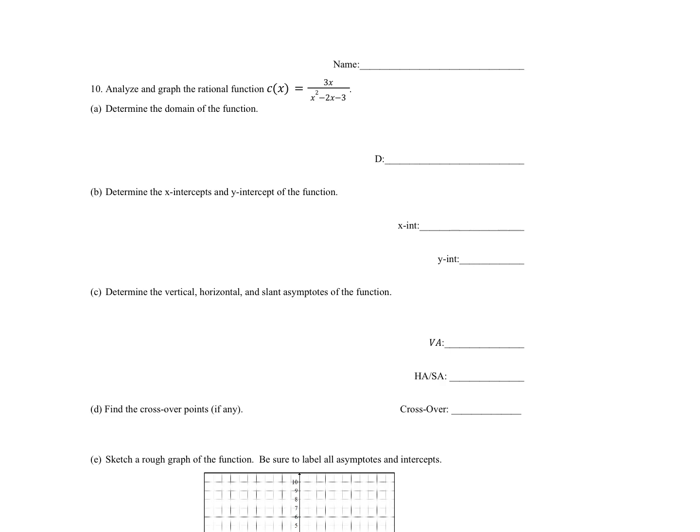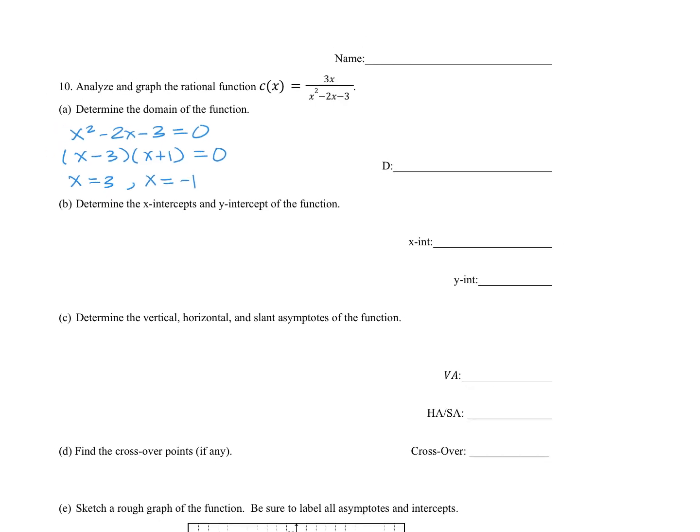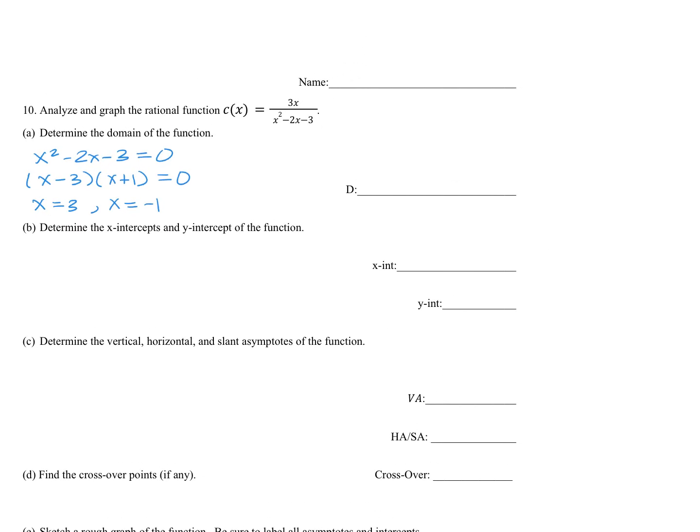But anyways, let's start off with the domain. Again, it always starts off with our denominator, which we know is x squared minus 2x minus 3 equals 0. And we factor as x minus 3 and x plus 1 equals 0. So x equals 3 and x equals negative 1. Remember again, those are the bad numbers. We don't want to have them in our final answer.